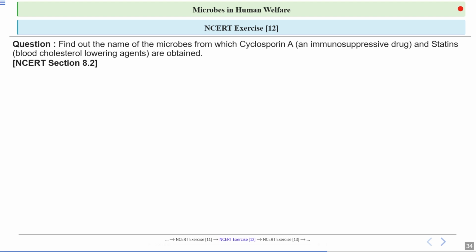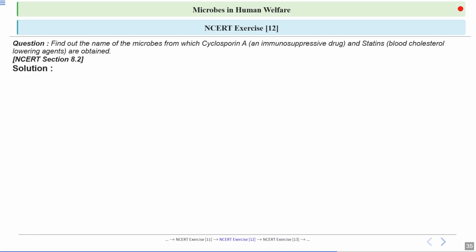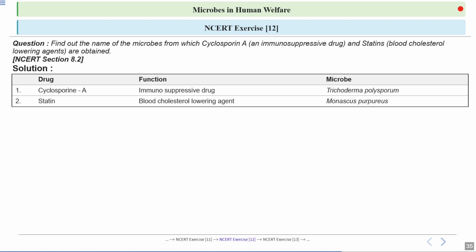You have to find out the name of the microbes from which cyclosporin A, an immunosuppressive drug, and statin, which is a blood cholesterol lowering agent, are obtained. Let's have a look at the answer. Cyclosporin A, which is an immunosuppressive drug, is obtained from Trichoderma polysporum. And statin, which is a blood cholesterol lowering agent, is obtained from Monascus purpureus.